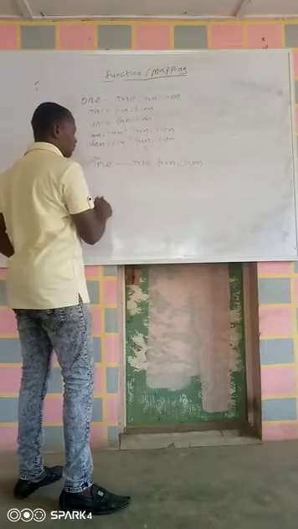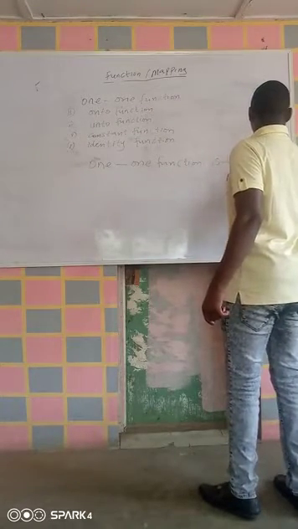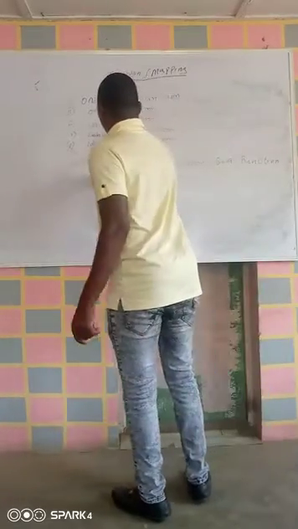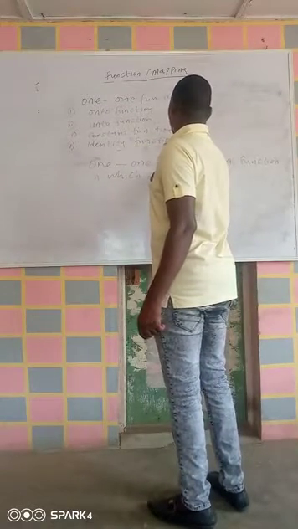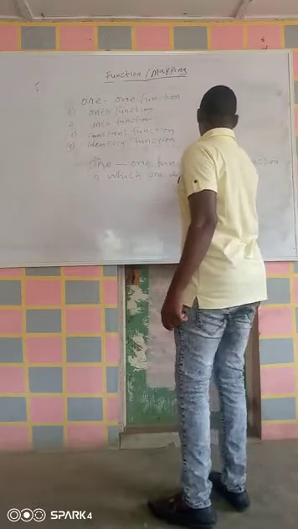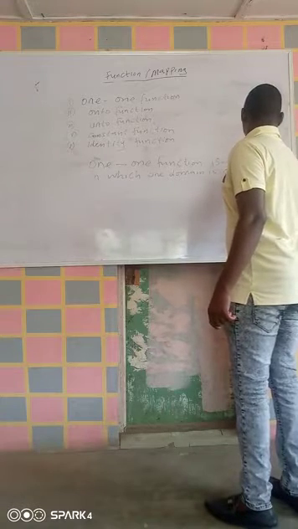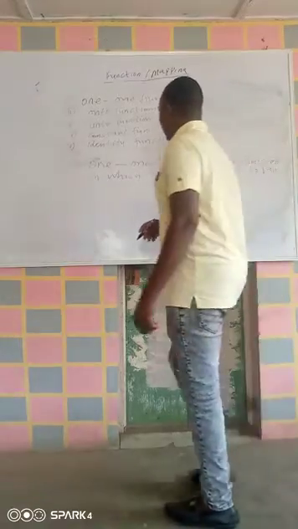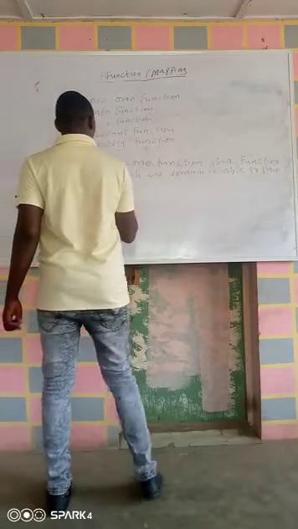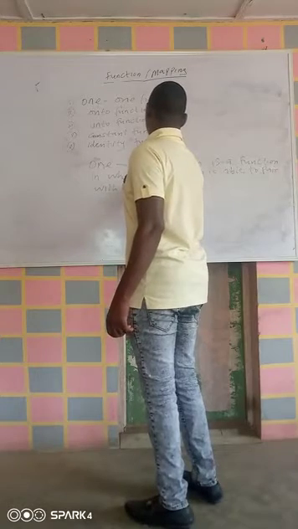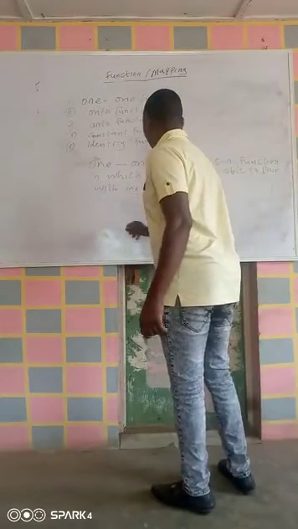Okay, so we can use an arrow diagram. Let me write it down. A one-to-one function is a function in which one domain is able to pair with one range. We call it one-to-one.